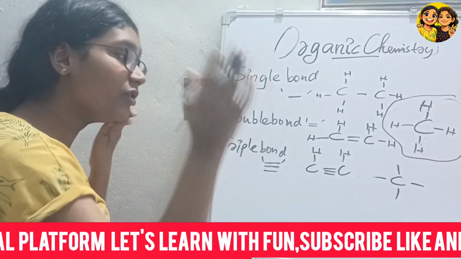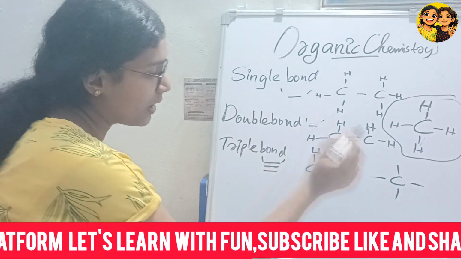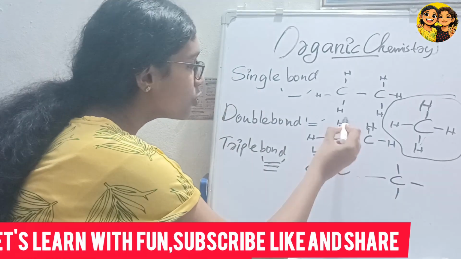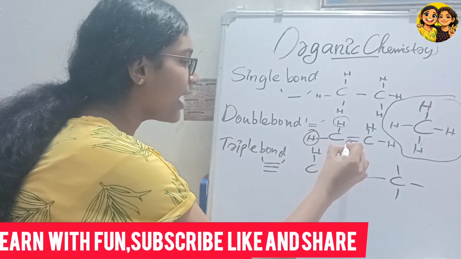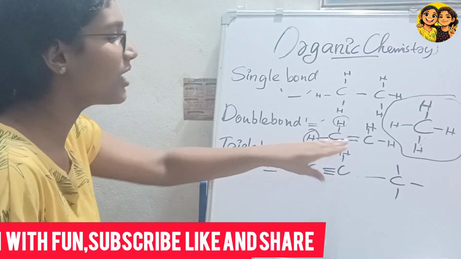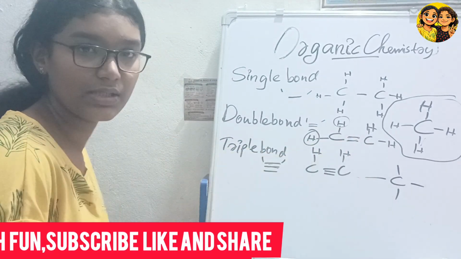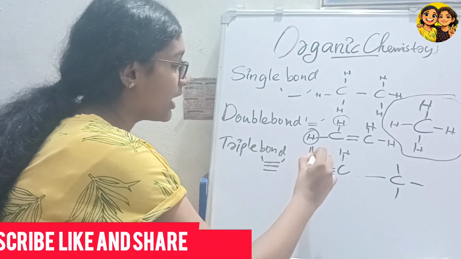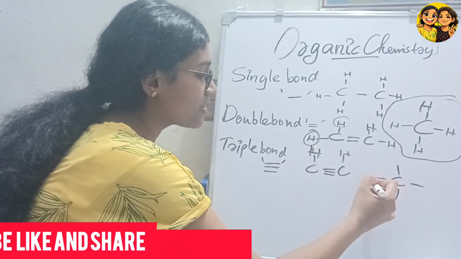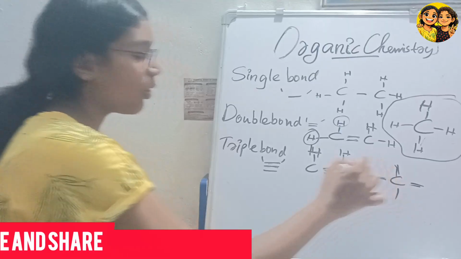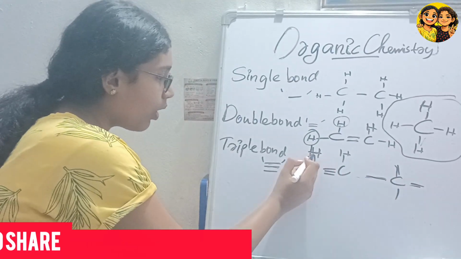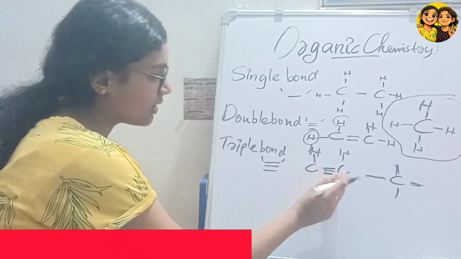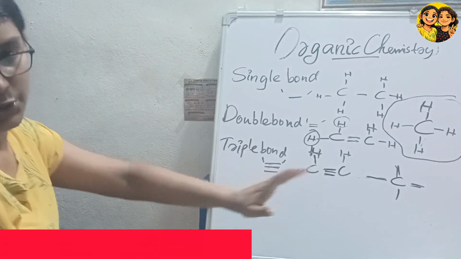So, going on to the next one. Look, the carbon has 4 bonds. Here, 2 of them are already filled with hydrogen and 2 of them form a covalent bond with this one. Got it? Next one. Again, the carbon has 4 bonds. Here too, it is 1 bond with the hydrogen and a triple bond with this CH.